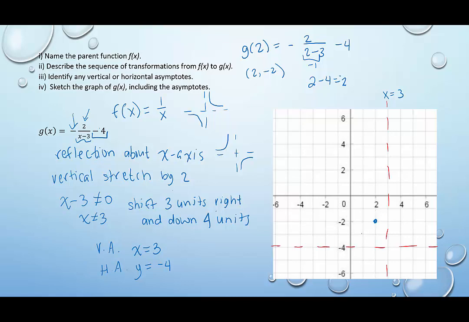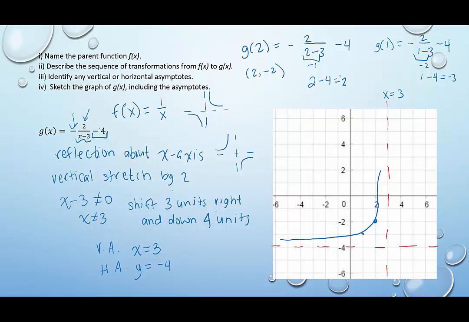We could also plug in 1 just to really kind of hone this in. And again, this is if you want to see that real change. So g of 1 would be -2 over 1 minus 3, minus 4. This is -2. -2 divided by -2 is 1. And we end up with 1, -3. 1, -3 is down here. Okay, so this graph is going to be here. Ooh, gross. We get the sense of what I was trying to go with there.